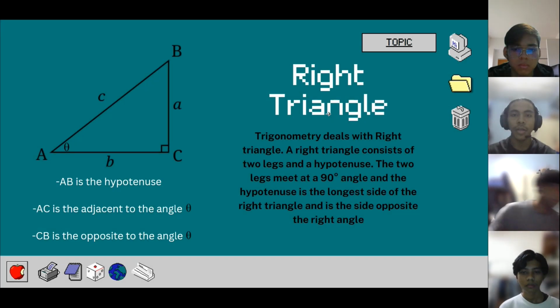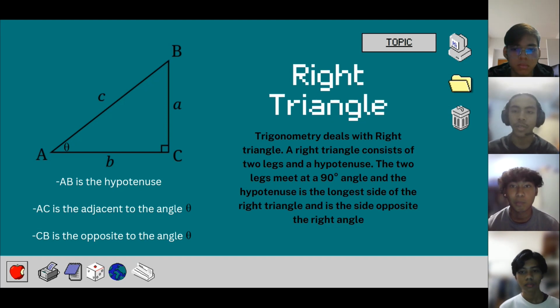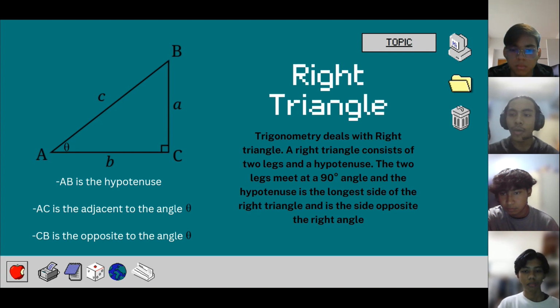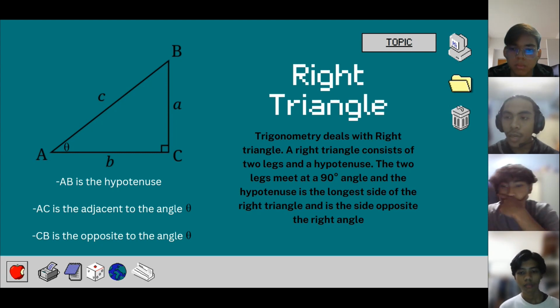Okay, right triangle. Trigonometry deals with right triangles. A right triangle consists of two legs and a hypotenuse. The two legs meet at a 90 degree angle, and the hypotenuse is the longest side of the triangle and is the side opposite the right angle. A reminder, a right angle triangle has a single right angle. By definition, that means all sides cannot be the same length. A typical right angle triangle is shown below.